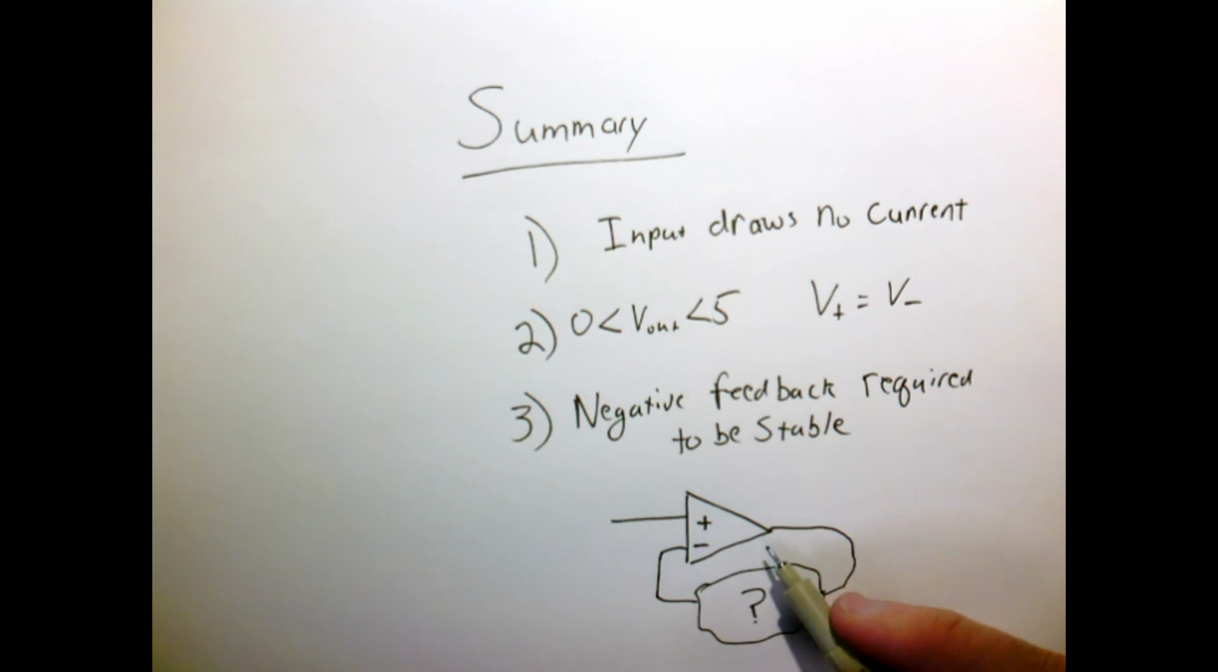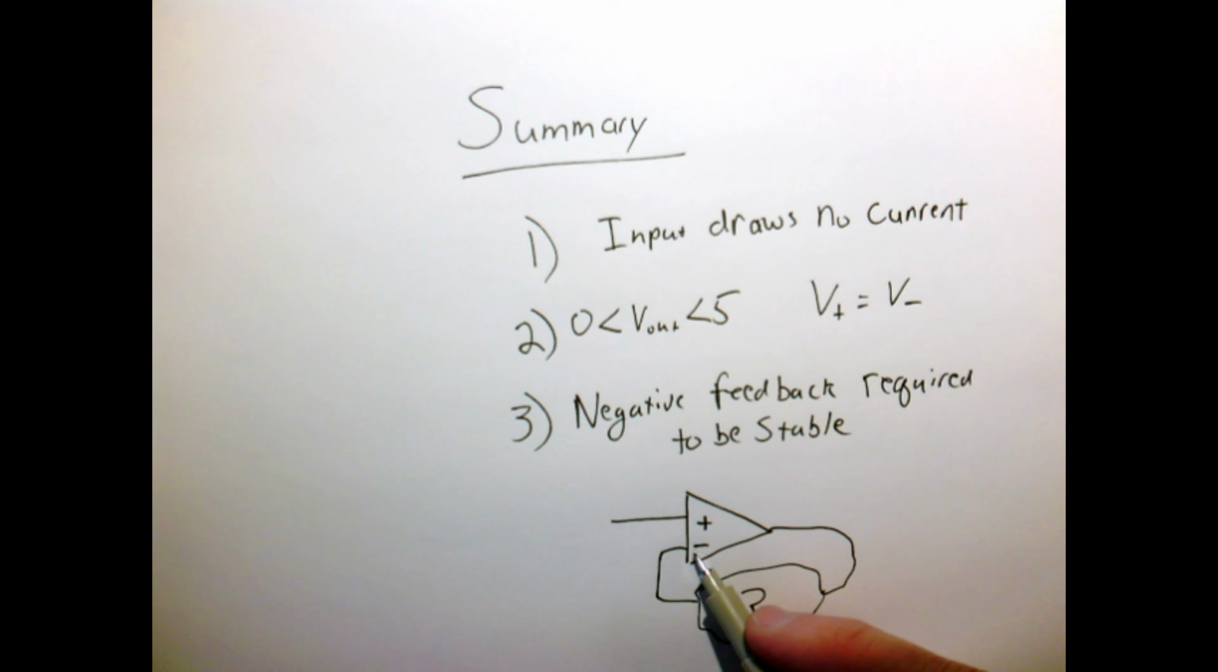And by negative feedback, I mean there's some path, which could be through some circuit elements, from the output back to the negative input. So that's the summary. We'll do more applications in class and in some of the later videos as well.